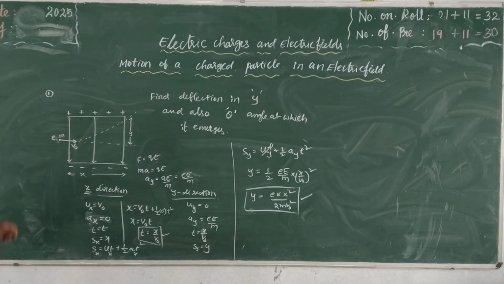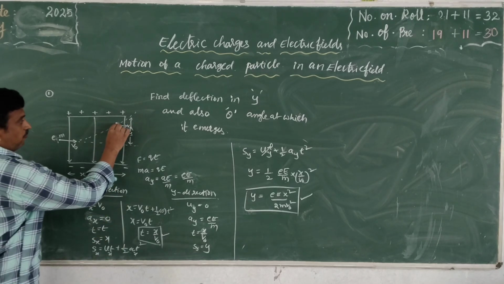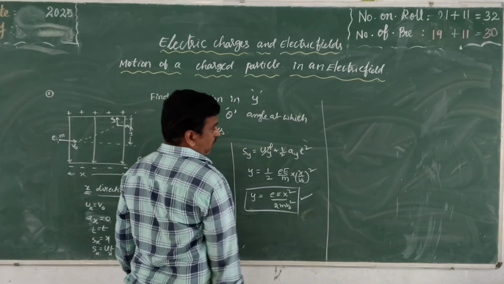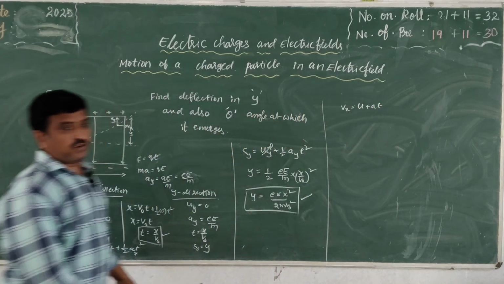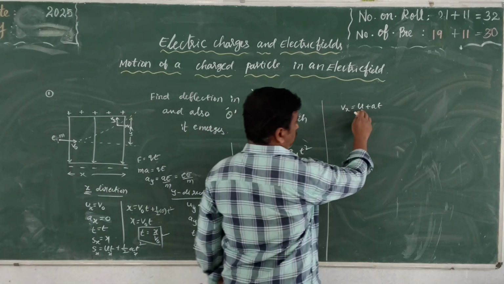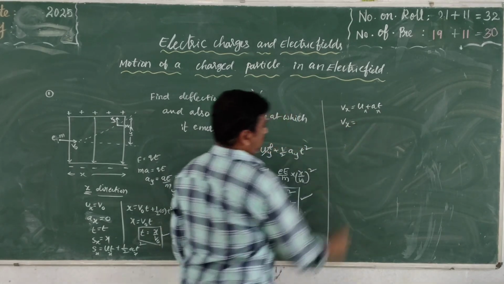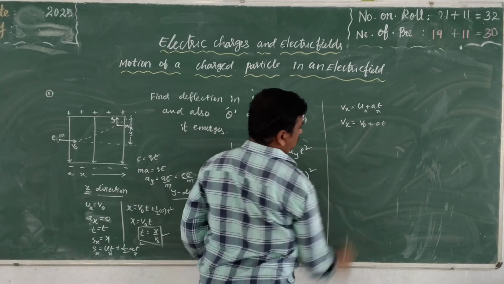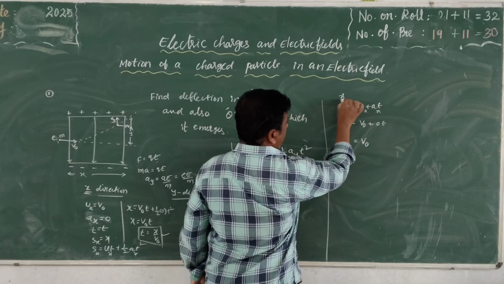What is the angle? For example, see here we can take this point. It is along x axis Vx, the final velocity, and along the y axis Vy. Along x axis, Vx equal to u plus at. This is the formula for finding the final velocity of the charged particle in the uniform electric field. Vx equal to ux plus ax t, ux means v naught, plus ax means 0 into t. So along x axis the velocity is v naught, in the x direction.